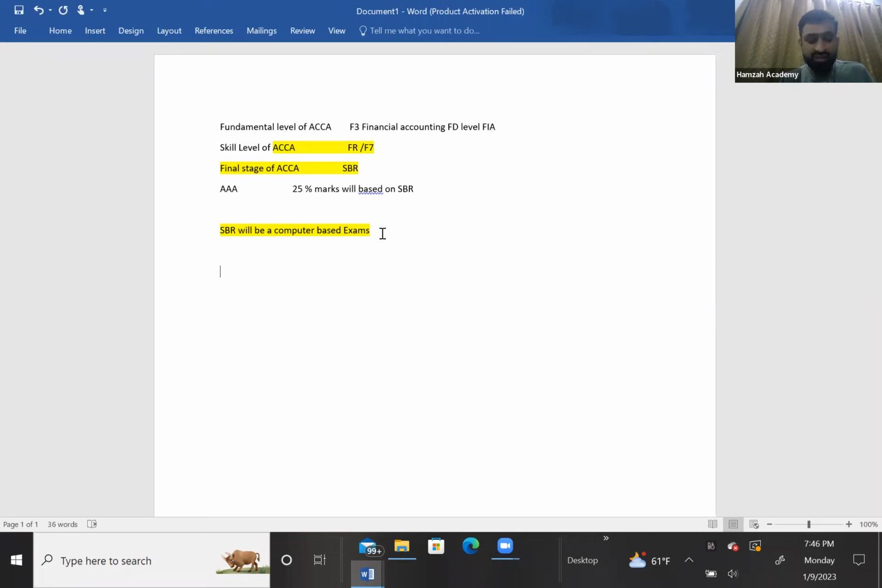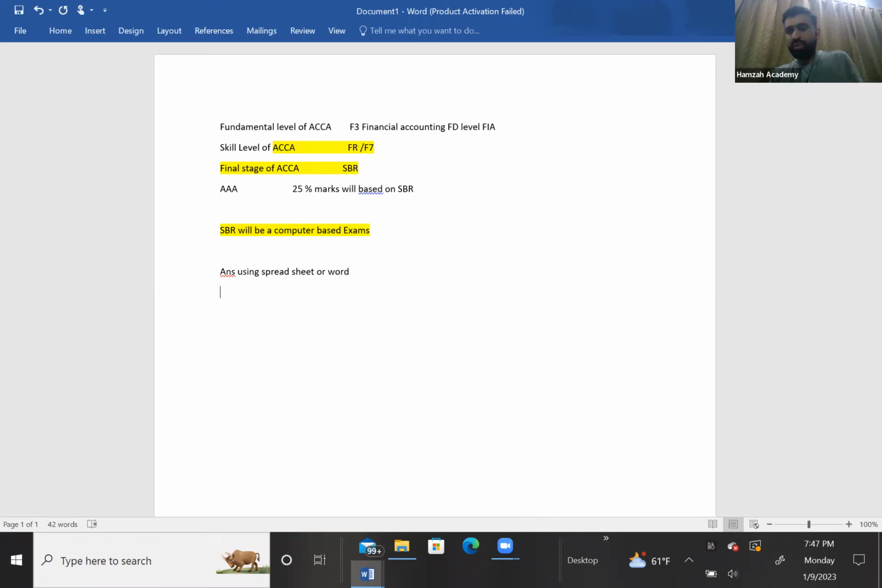And we need to answer the question using a spreadsheet, or Word, MS Word, Office Word, or both. Okay, so there will be a detailed question. We have to give a detailed answer, but the answer will be given using the spreadsheet or Word format tools given in the exam. Okay, so that would be the meaning of the computer-based exam in SBR.